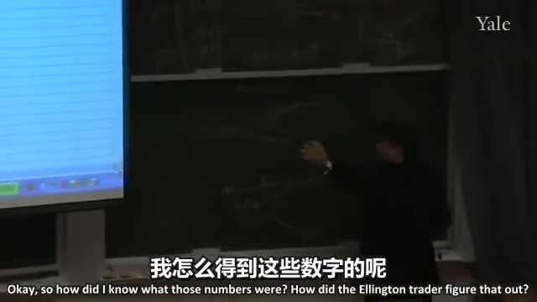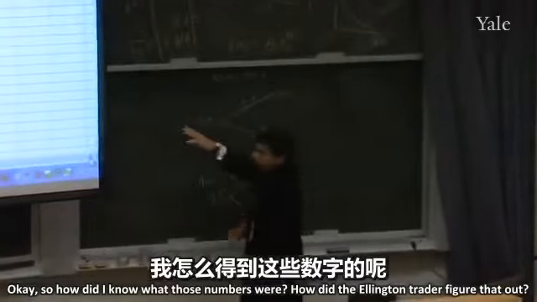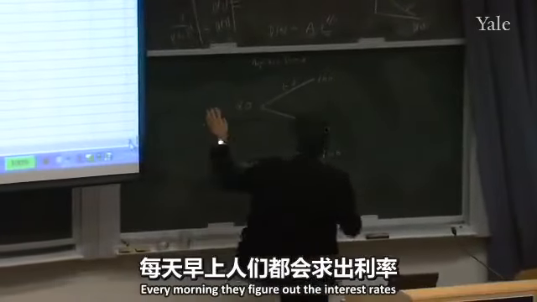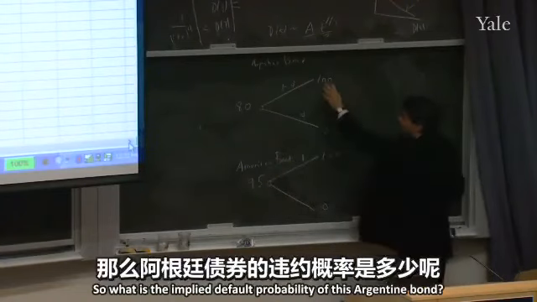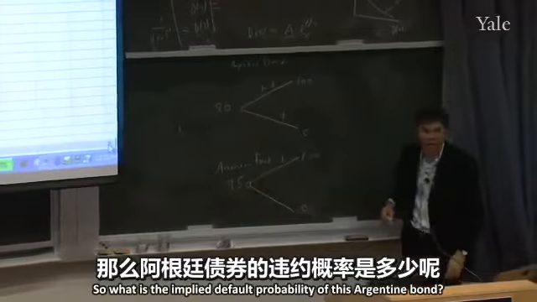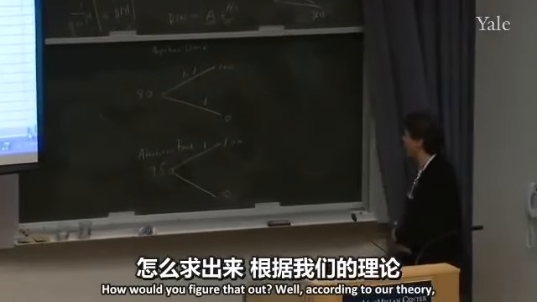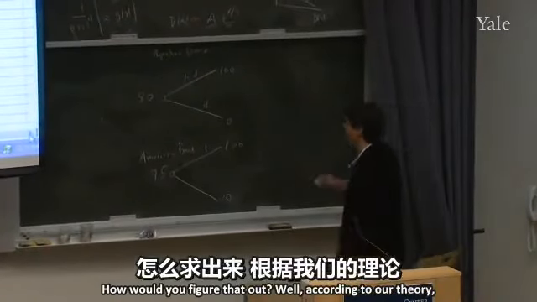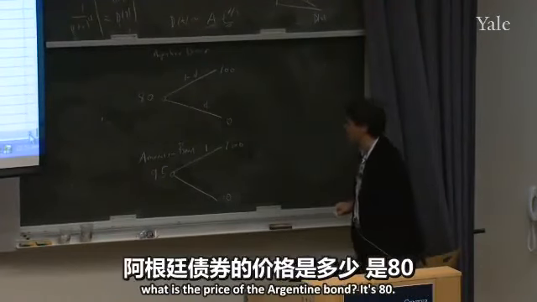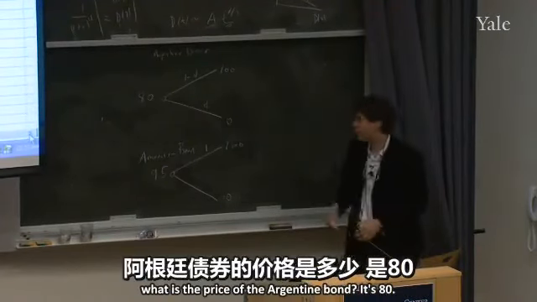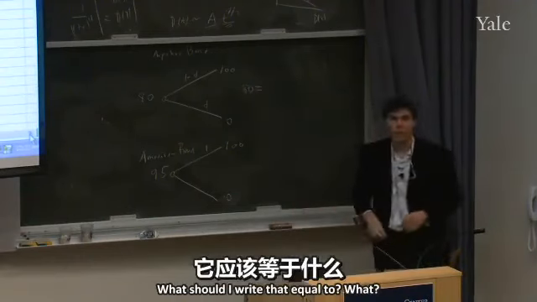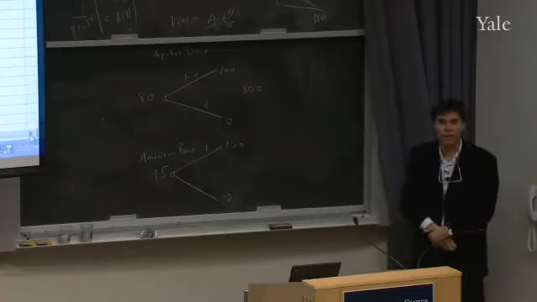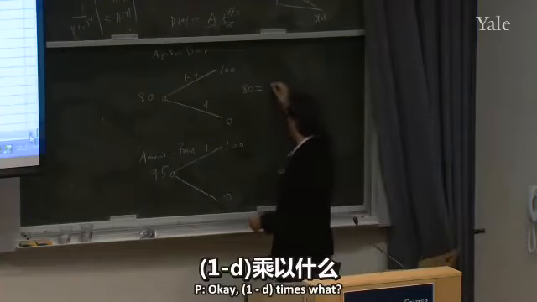Okay, so how did I know what those numbers were? How did the Ellington trader figure that out? Every morning, they figure out the interest rates and they figure out the implied default probabilities. So what is the implied default probability of this Argentine bond? How would you figure that out? Well, according to our theory, what is the price of the Argentine bond? It's 80. What should I write that equal to? Okay, 1 minus D times what?